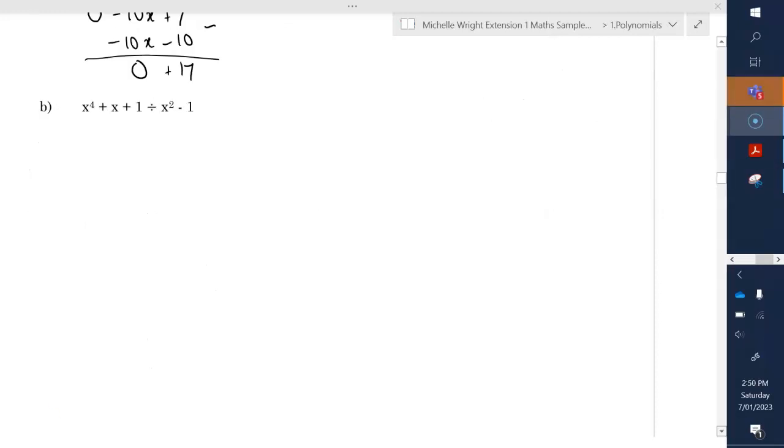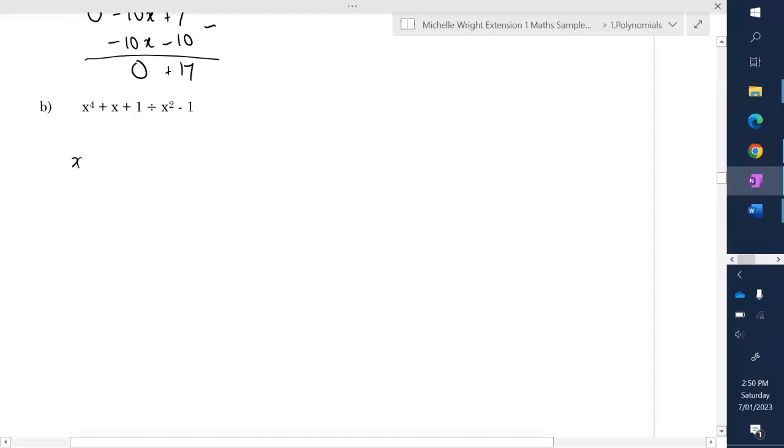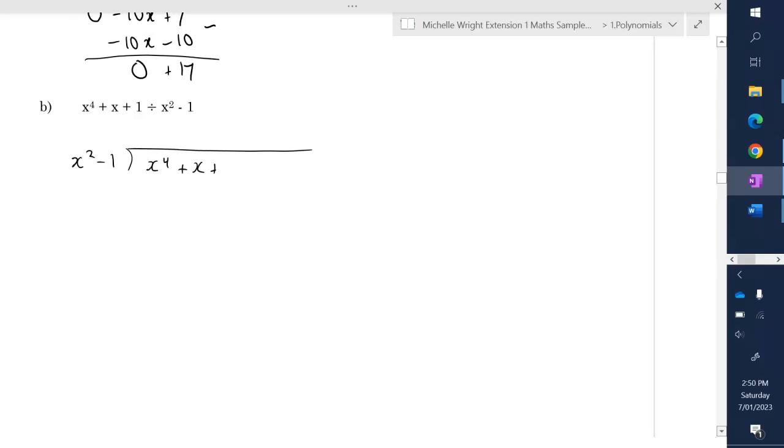Okay, so if you scroll down to B on your notes there, what we've got here is just written in a different form. We've got x to the 4 plus x plus 1 divided by x squared minus 1. So we're going to write that out in a form that we can use just like this. In essence, this will be exactly the same. There's just a couple of little tricks to be aware of in this case, and I'll talk you through that as we get there.